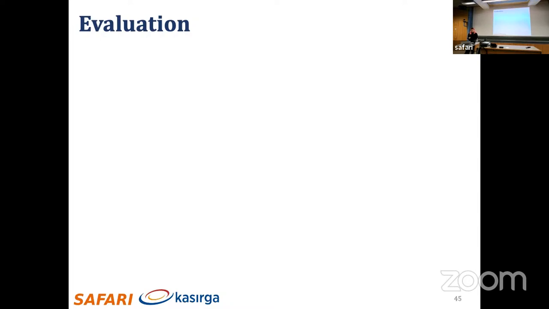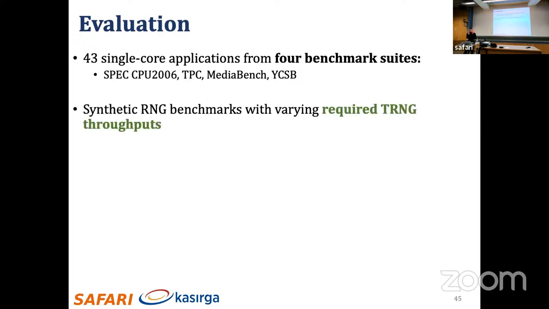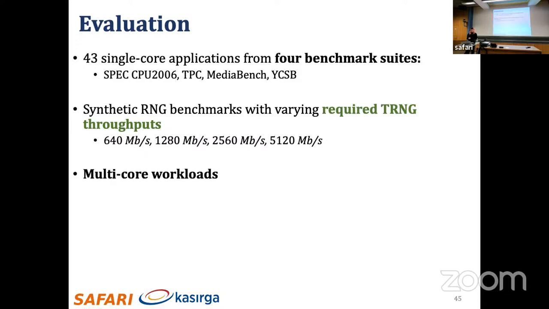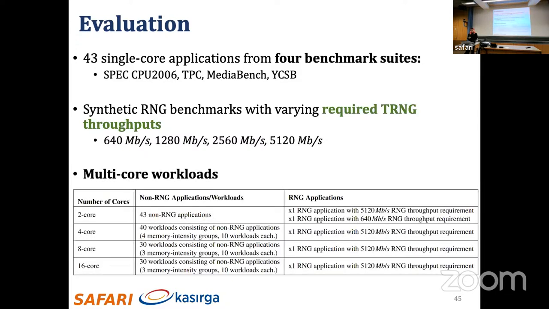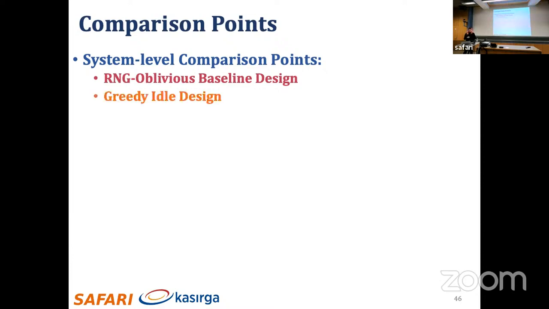For our single core evaluations, we used 43 single core applications from 4 different benchmark suites. We created synthetic RNG benchmarks with varying required RNG throughputs. And for multi core workloads, we created 2, 4, 8, and 16 core workloads by randomly choosing multiple non-RNG applications and 1 RNG application. We compare Dr. Strange to 2 system designs. First, we evaluate the RNG-oblivious baseline design, and second, a greedy idle design.